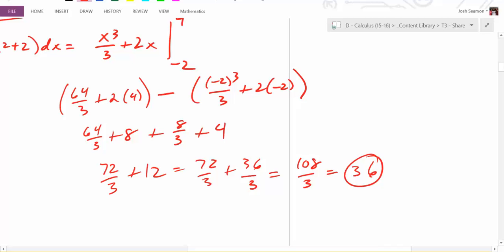The most common mistake people make has to do with negative signs. Absolutely, the most common mistake. It's kind of comical how often that happens. So you need to be careful about that.